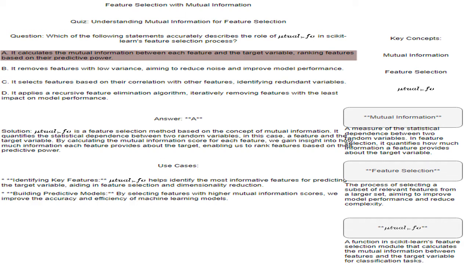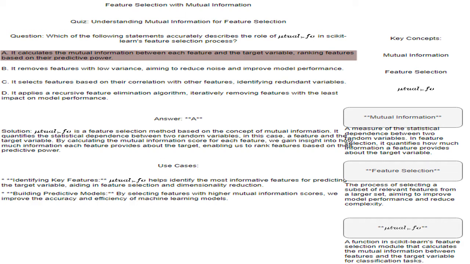Let's say we have two variables: temperature, the feature, and health status, the target variable. The mutual information between these variables would measure how much information the temperature provides about the health status. For example, if higher temperatures are strongly associated with being sick, then the mutual information would be high.